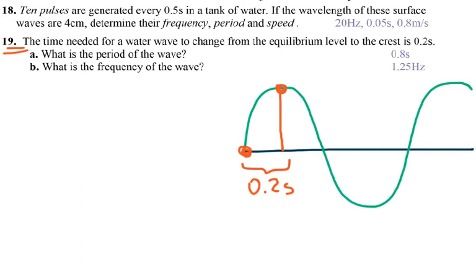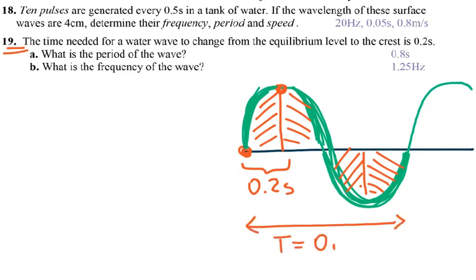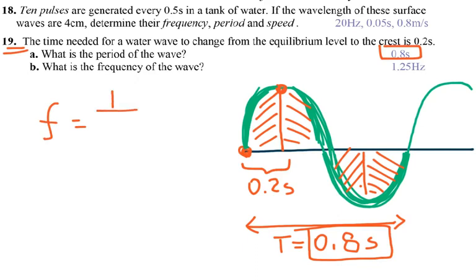But for the full wavelength, the wavelength would be from here, this part, back to the same position, right? So this is one full wave. So in the wave we have one of these parts, two of these parts, three of these parts, four of these parts. So the time to make one full wavelength would be 0.8 seconds, because there are 4 parts of 0.2. So here is my period. They ask you to find the period in this question. And then to find the frequency, that's 1 over the period. So the frequency is 1 over 0.8. The frequency is equal to 1.25.